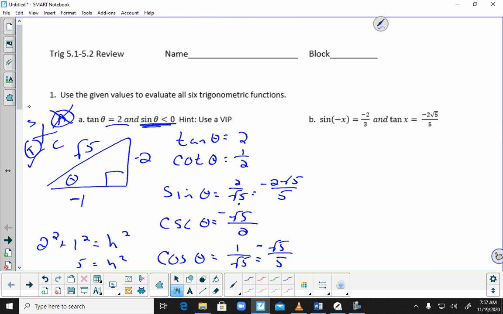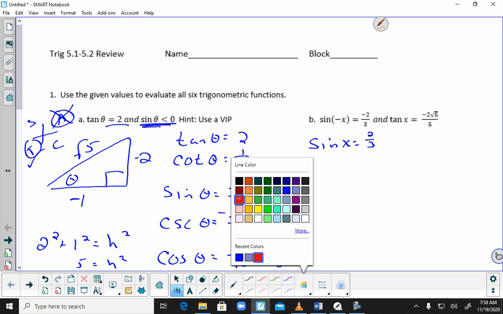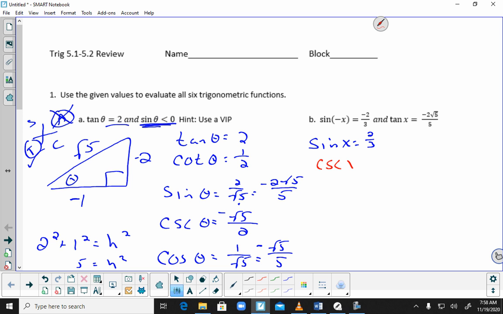So the next one, it tells you the sine of negative x is equal to negative 2/3. Remembering that sine is an odd function, that means the sine of x is going to equal positive 2/3. It tells me the tangent of x is equal to negative 2 square roots of 5 over 5. So if I'm doing this problem, the first thing I'm going to do is find the cosecant. I'm just going to take the reciprocal of sine and make that 3 over 2.